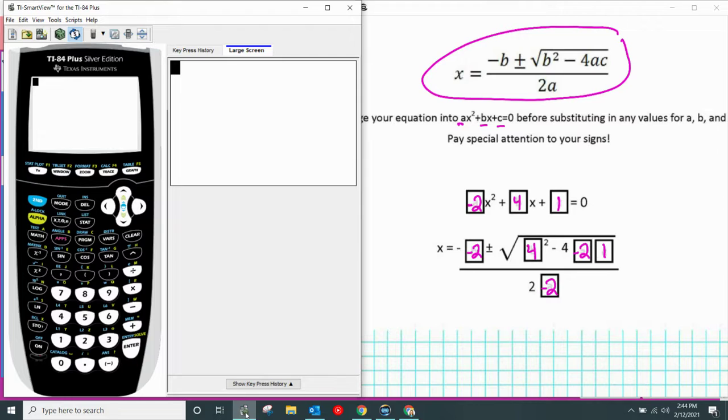Y'all, did y'all see what I did? I totally made a mistake. I put the a value in for b. B goes first, guys, 4. That's the hardest part. You have to know what a, b, and c are, and you have to keep them straight.